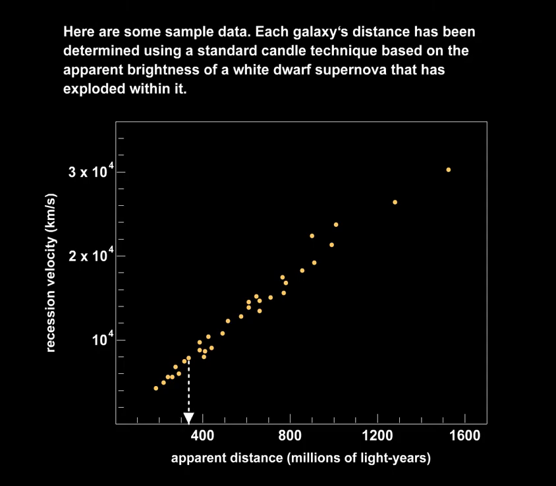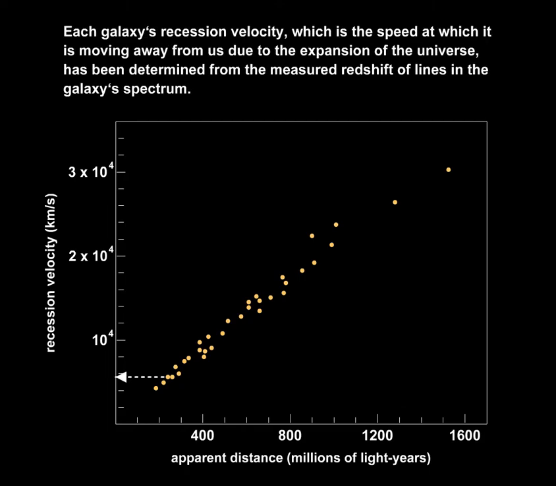Each galaxy's distance has been determined using a standard candle technique based on the apparent brightness of a white dwarf supernova that has exploded within it. Each galaxy's recession velocity, which is the speed at which it is moving away from us due to the expansion of the universe, has been determined from the measured redshift of lines in the galaxy's spectrum.